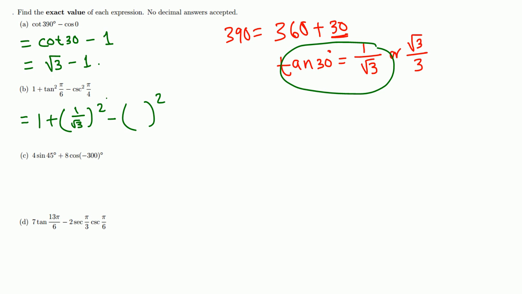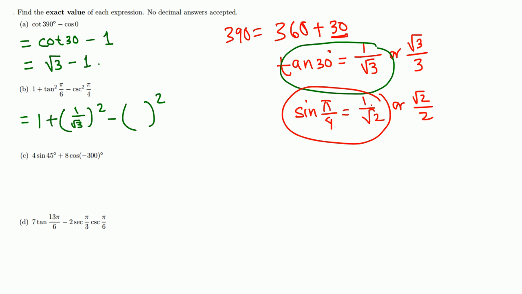Cosecant pi over 4. Cosecant is the reciprocal of sine. And sine pi over 4, that's 45 degrees. Sine pi over 4 is 1 over root 2, or root 2 over 2. If we flip this fraction, let's take the first, we get root 2 over 1. So cosecant pi over 4 is just root 2. Root 2 over 1 is just root 2.